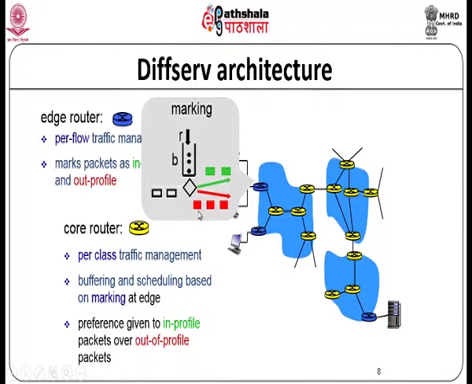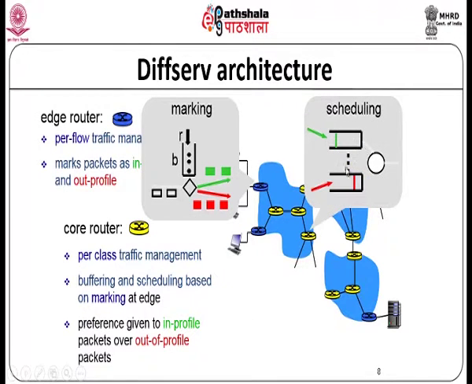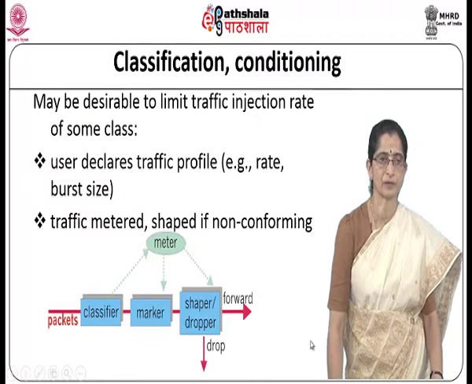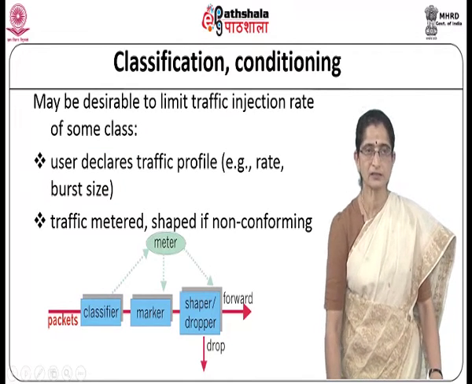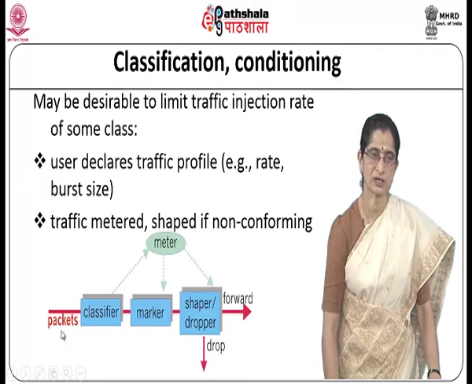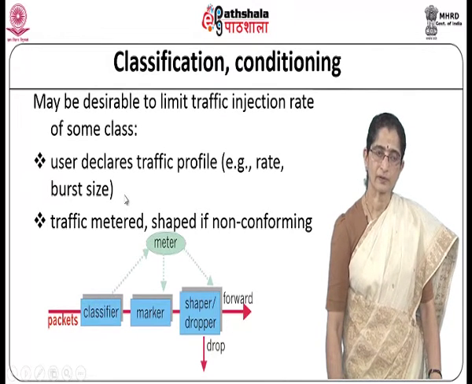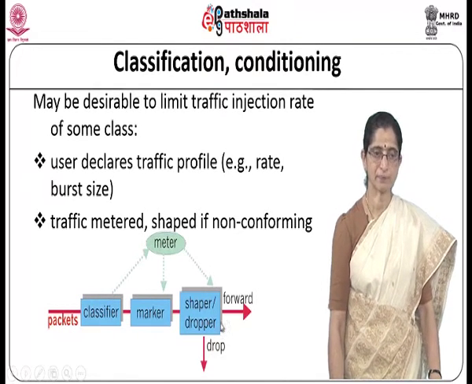Okay, so you will do marking here, separate it out into in profile and out profile marking, and the scheduling gets done based on whether it is in profile or out profile and gets sent out. Okay, so this is the basic idea that we have. This classification and conditioning is all done at the edge. So packets which come in have to be classified, marked, shaped, dropped, and so on.